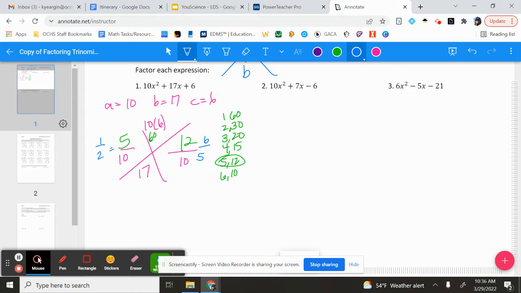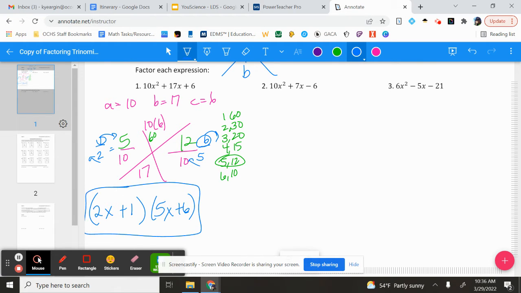Remember the swing method as we get ready to write our factored form. The 2 is going to swing back and become the coefficient with my variable, so 2x, while the 1 swings forward to become my constant, so 2x plus 1. The 5 will swing back to become the coefficient of the variable, while the 6 swings forward to become the constant. So my final answer for factored form for number 1 is 2x plus 1 times 5x plus 6.